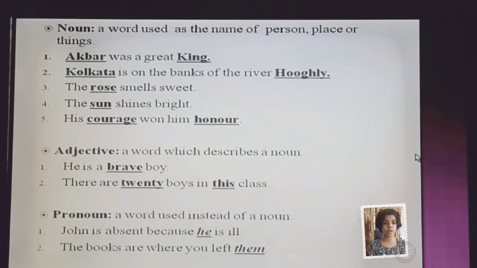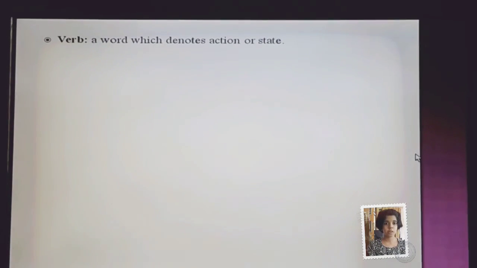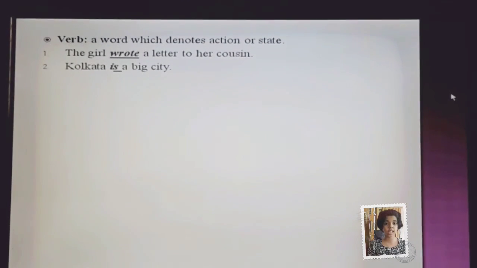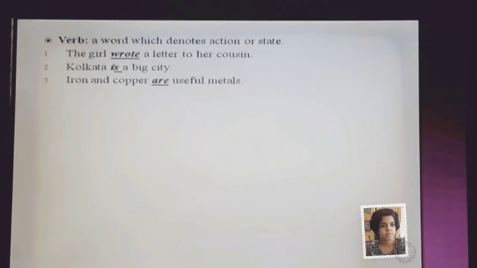The books are where you left them. Here, them is a pronoun. Verb: a word which denotes an action or a state. Example: The girl wrote a letter to her cousin. Here, wrote is a verb. Kolkata is a big city. Here, is is a verb. Iron and copper are useful metals. Here, are is also a verb.